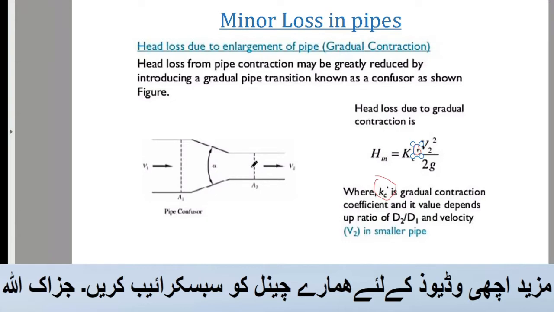What is d2? D2 is the diameter of the downstream pipe, and d1 is the diameter of the first or upstream pipe. Here alpha can also play a vital role, because this alpha or this angle between these two walls can vary from situation to situation.